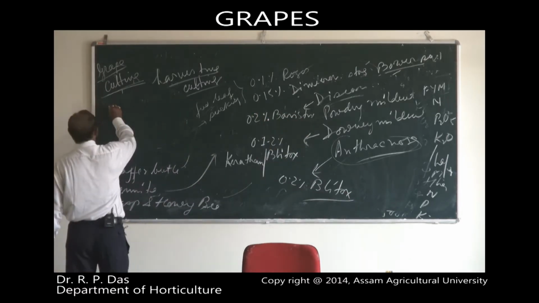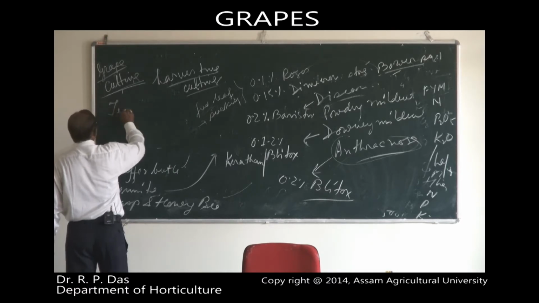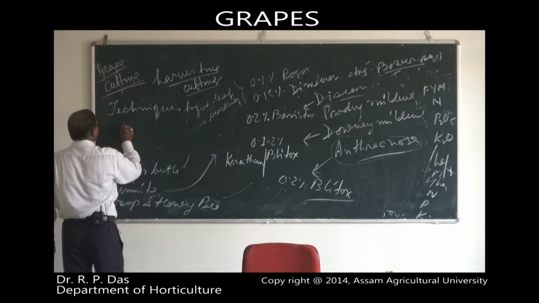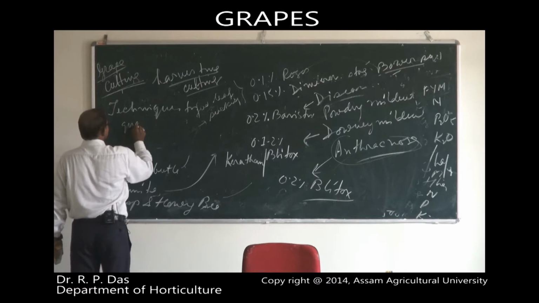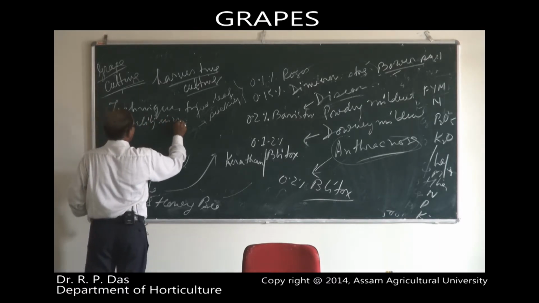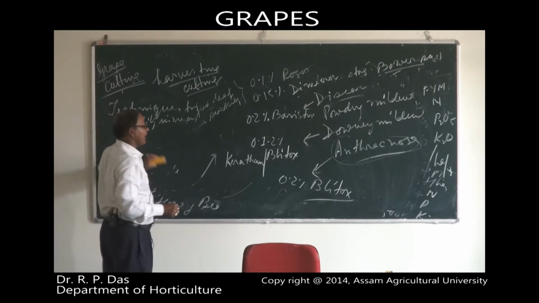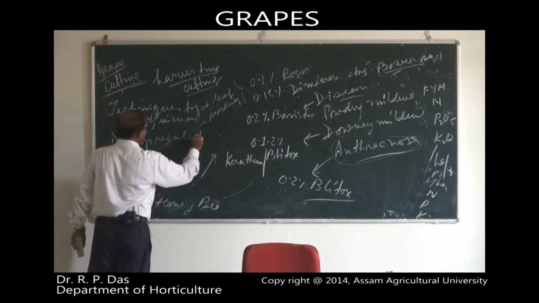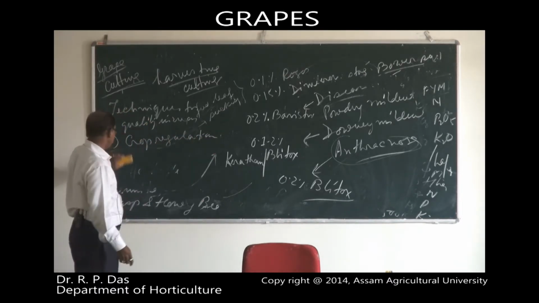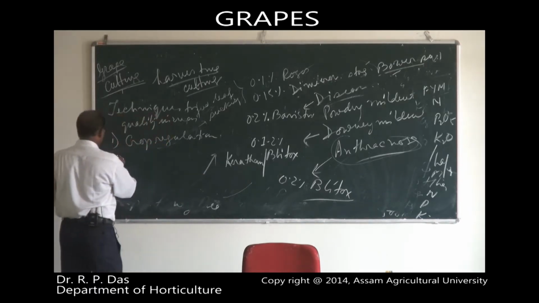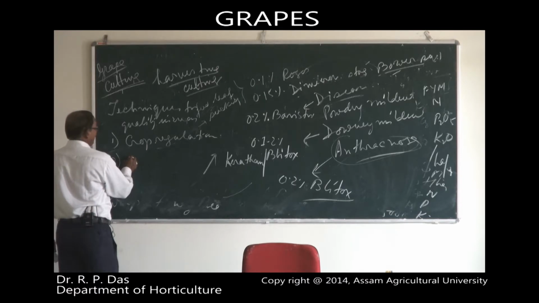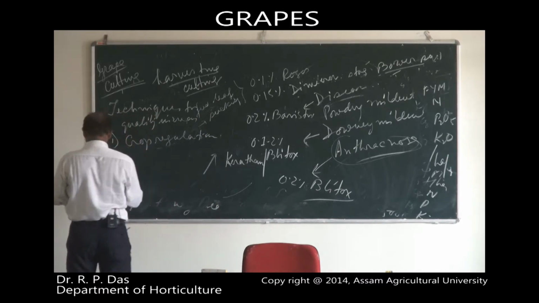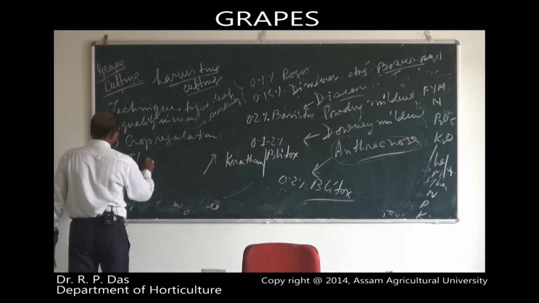Then the techniques for quality increase, that is, quality of the berry. First is crop regulation, mostly by pruning. Crop regulation, then IBS, that is spraying of growth regulators, thinning of flower.